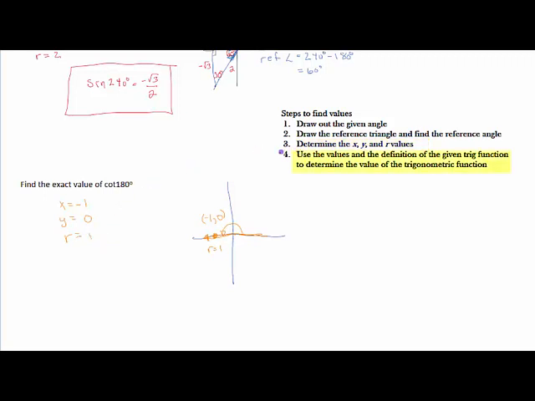Okay. Final step, use the values and the definition. Well, the definition of cotangent is x over y, which is negative 1 over 0. Anytime you divide by 0, it's undefined, which means the cotangent of 180 degrees is in fact undefined.